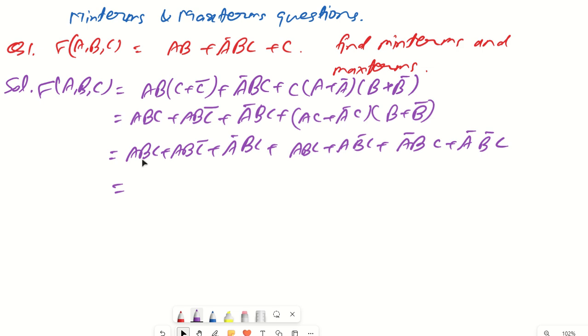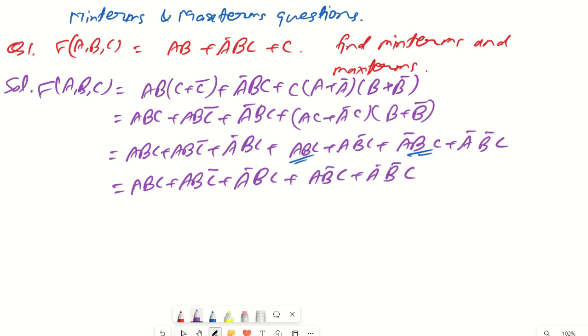Now we can get rid of redundant terms. As you can see, we have this as a redundant term, so this one can be taken out. Then we have A bar BC also, so A bar BC can be removed. ABC is here and ABC is here, so one of them can be removed. This one is here and also there, so one of them can be removed. Rest all are different. So I can write my terms as ABC plus ABC bar plus A bar BC plus AB bar C plus A bar B bar C.